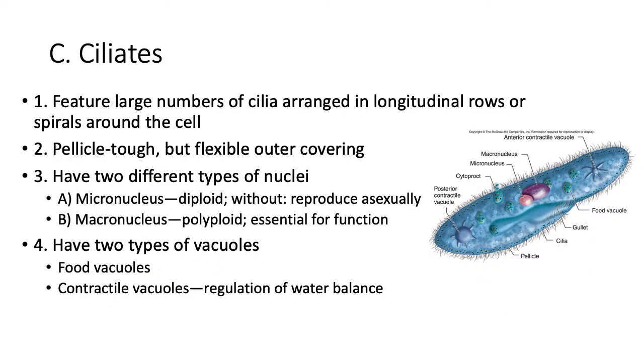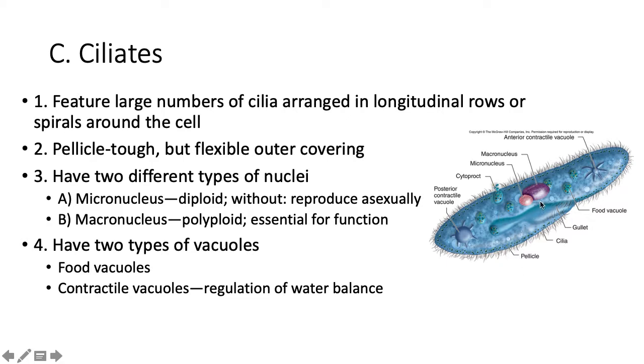Ciliates are another group in our Alveolates. So remember, we've been talking about the Alveolates, which were the dinoflagellates, the Apicomplexans, and ciliates are the last group of the Alveolates. Ciliates are named ciliates because they have a bunch of cilia on the outside arranged in longitudinal rows or spirals around the cell. They can also have a pellicle, which is a tough but flexible outer covering.